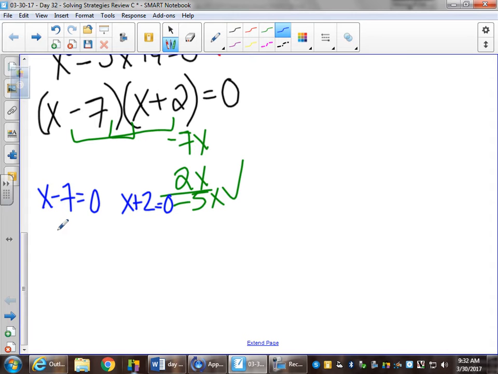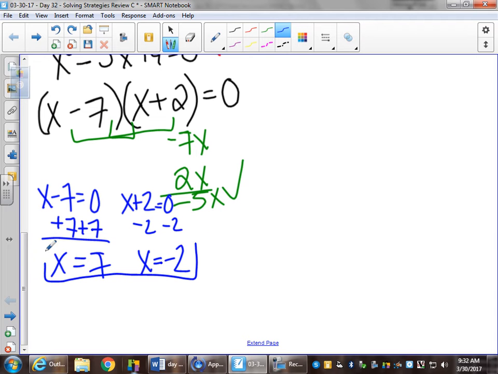How am I going to solve for the first one? Plus 7. So our first x-intercept is 7. Equals 7, and then minus 2, and you get x equals negative 2. And we're done.